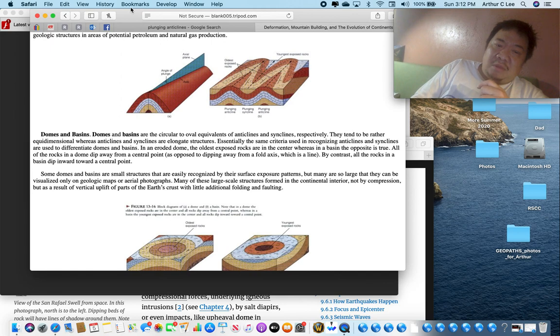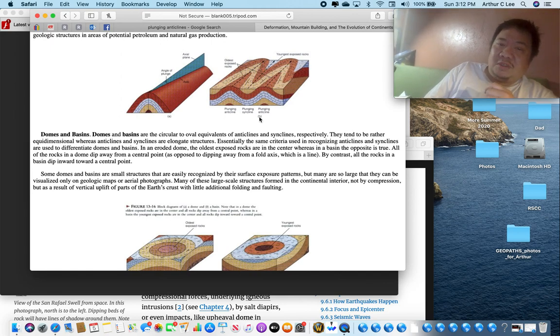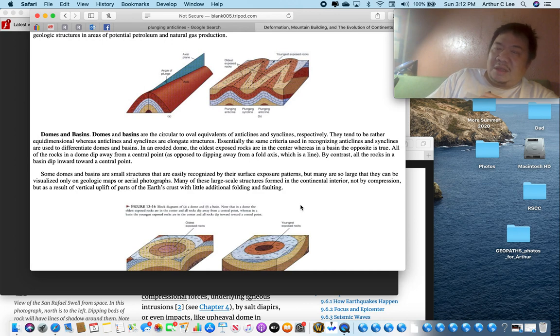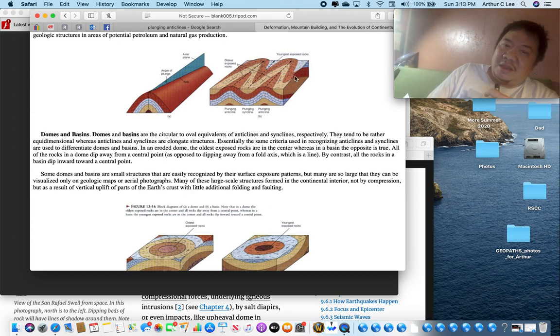So in lab, you have to identify a plunging anticline versus a regular anticline, which would be stripes of rock. And then a plunging syncline versus a non-plunging syncline. Anticlines, the rocks get older as you go towards the center. Synclines, the rocks get younger as you walk towards the center of the fold. Anticline, the rocks dip away from the center of the anticline. This is a plunging syncline right here, where you can see the beds are dipping towards the center of this syncline. And here's the side view.